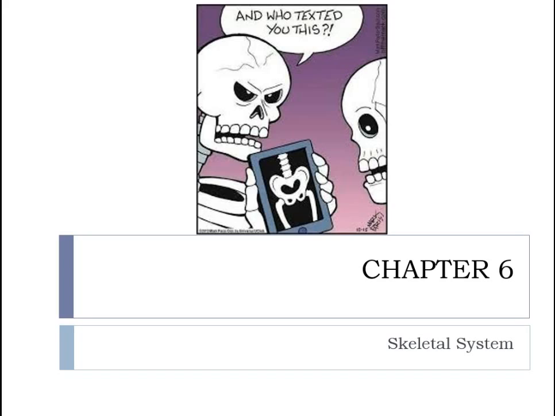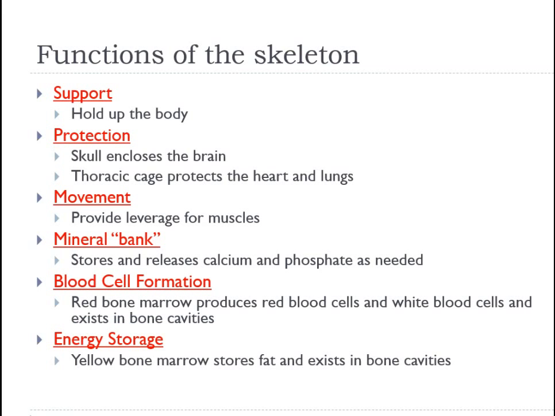And then, of course, hopefully you realize that when you were a baby, you were born with this tiny skeleton and it got bigger and bigger and bigger. How did that happen? How did some bones that started out as cartilage become bones? And we're going to discuss all that.